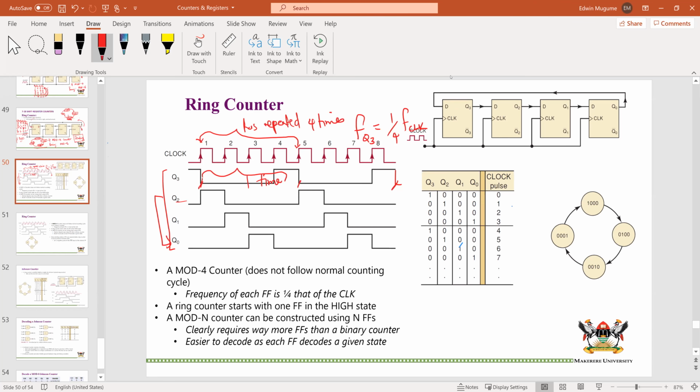So if we need to create a mode n ring counter, we need n flip-flops, which, as I've said, is a huge disadvantage if you compare it, for example, with a binary counter, which would go through the normal states.